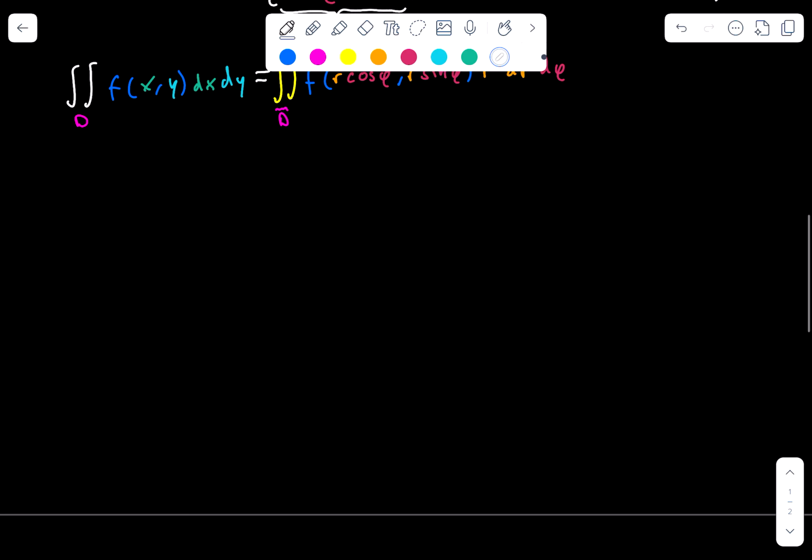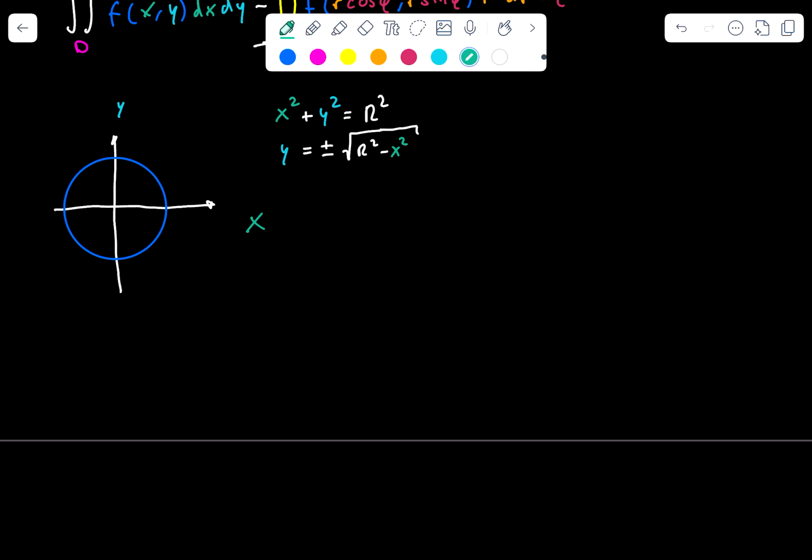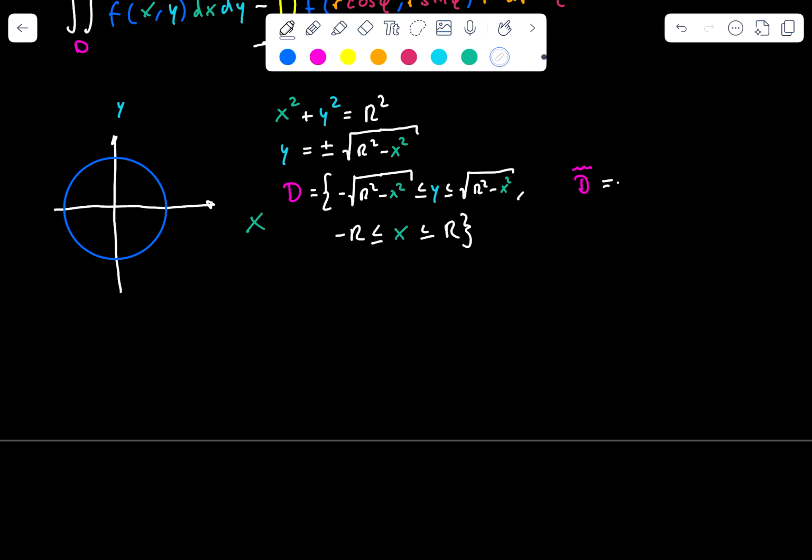Let's look at the region we're integrating over. In Cartesian coordinates, a circle is defined by the equation x squared plus y squared equals r squared, where r is the radius. This gives us a circular region centered at the origin. In Cartesian coordinates, the limits for y depend on x, making the calculation complex. In polar coordinates, the region is simply described as r going from 0 to r, and phi going from 0 to 2 pi. This avoids any complex limits and makes our integral much simpler.